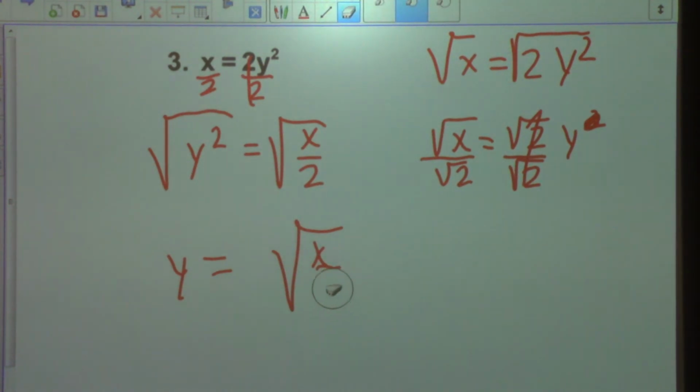Are you sure that's right? I think it's right. Looks right. It's about the same as the other answer.